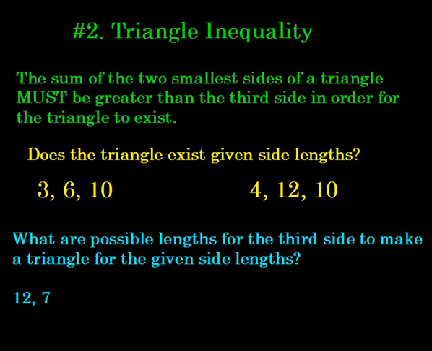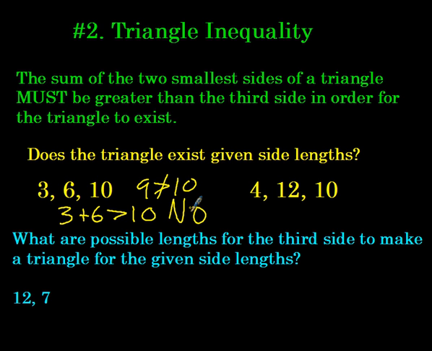We need to know the triangle inequality theorem. What that says is that the sum of the two smallest sides of a triangle must be greater than the third side in order for the triangle to exist. So, some quick example problems here. If I ask you, does the triangle exist given the side lengths of 3, 6, and 10, we want to check the two smallest sides to see if the sum is greater than the third side. So 3 plus 6 is 9. 9 is not greater than 10. Therefore, this triangle does not exist.